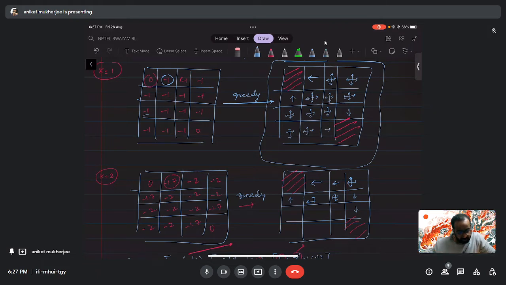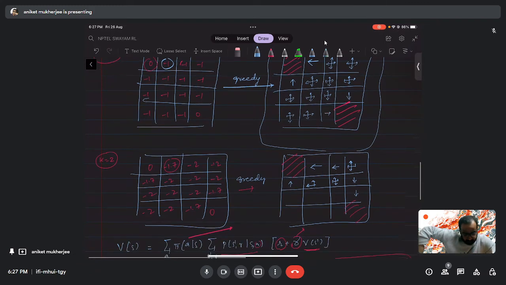Then 6, 8. 8 is up, and then doesn't matter. Down and right. Right. And then doesn't matter. 1, 2, 3, 4, 5, 6, 7, 8, 9, 10, 11. The 12th one doesn't matter.